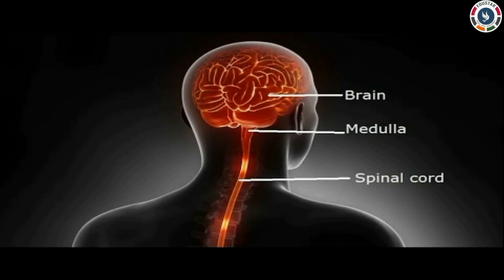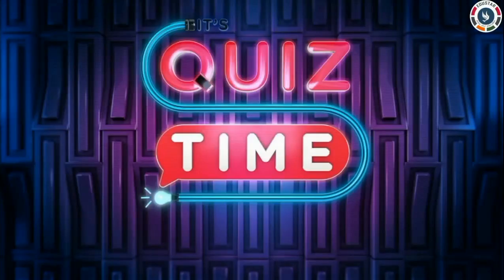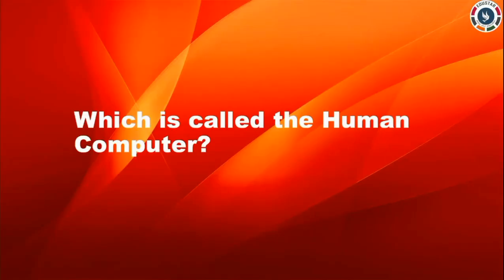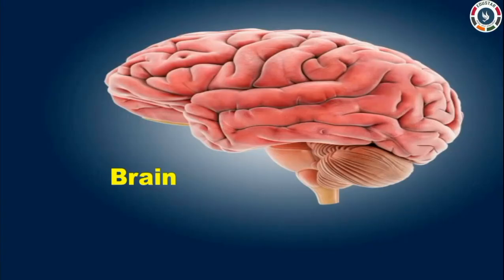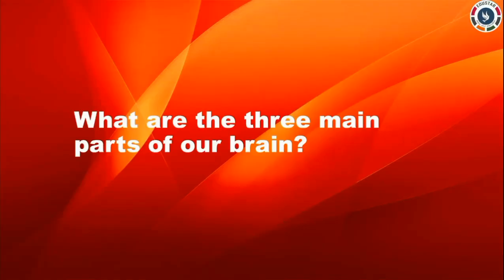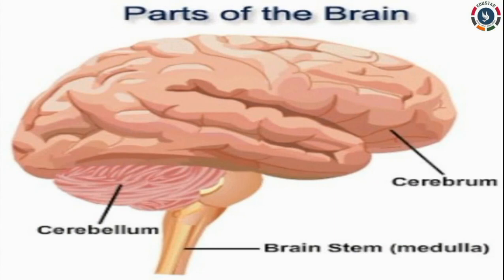Are you clear about these concepts? Okay dears, now it's time for a quiz. Question number 1. Which is called the human computer? Yes dears, it's our brain. Very good. Next question. What are the three main parts of our brain? They are cerebrum, cerebellum and the brainstem or medulla.